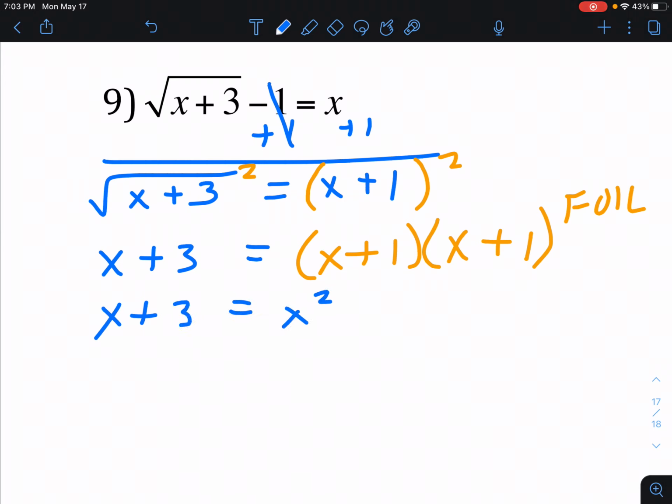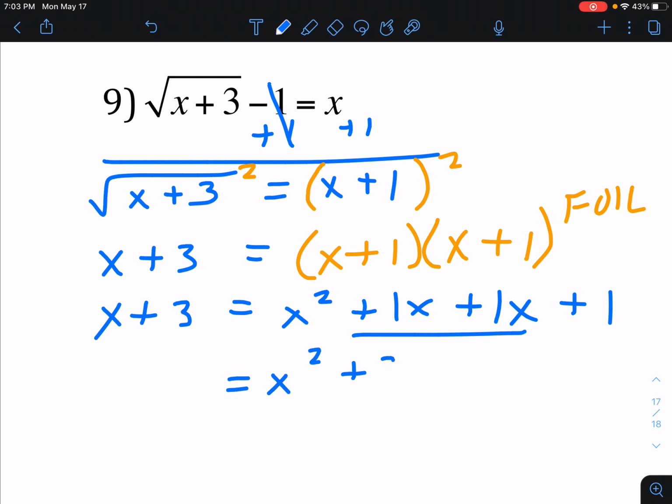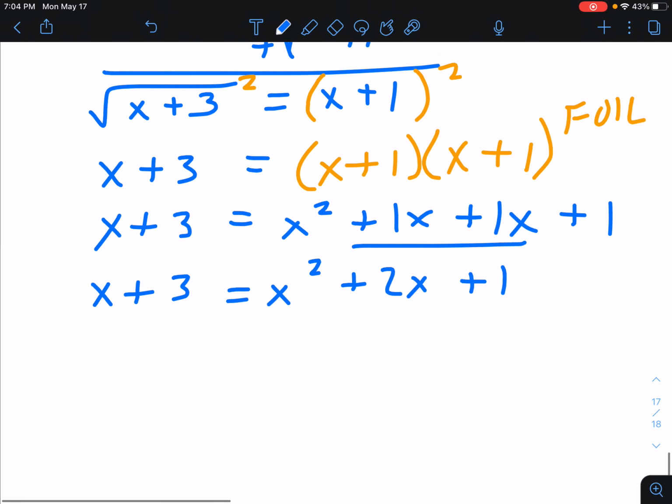So first, outer, inner, and last. And then combine like terms here. X plus x is plus 2x. And then usually a lot of my students get stuck here. What do I do from there?